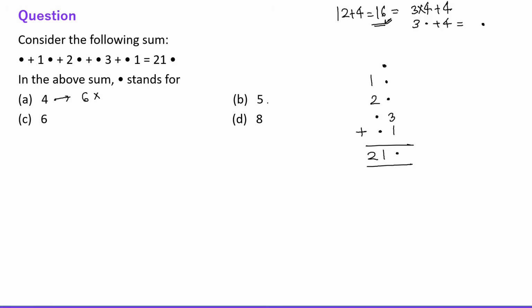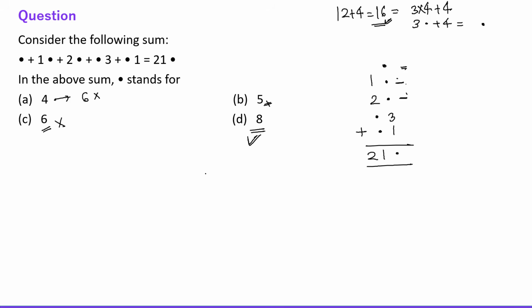Now let's start with 5. So 5, 5, 5, 15, 15 plus 4 is 19. So 9 will be coming over here, but we have assumed the value of dot as 5, so this is also not correct. Now take option C, which is 6. 6 threes are 18, 18 plus 4 is 22. Then 2 will be coming over here, but we have assumed dot as 6, so this is also not possible. Now just take D as 8. So 8 plus 8 plus 8 is 24, 24 plus 4 is 28, so 8 comes here. It means the value of dot will be 8.